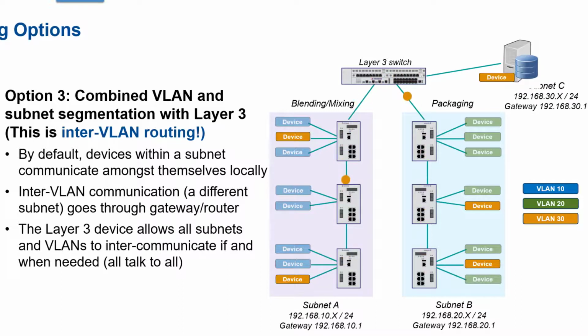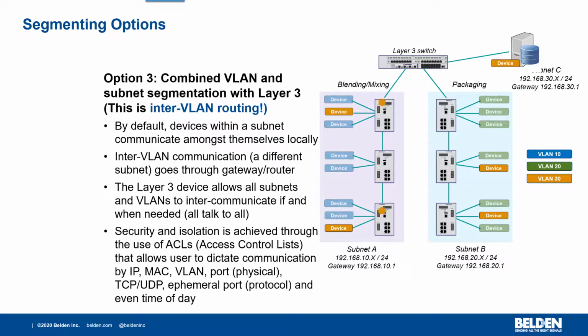And because inter-VLAN routing now has given a device the ability to communicate with any other device on any other subnet, we now need to deploy some security rules and measures to keep the traffic isolated, which is easiest done in the form of ACLs, or access control lists. These ACLs are very similar to a series of firewall rules that would allow a user to permit or deny any traffic by IP address, MAC address, physical port, ephemeral port, which is the protocol, whether it's TCP or UDP, and a variety of other factors, even the time of day.